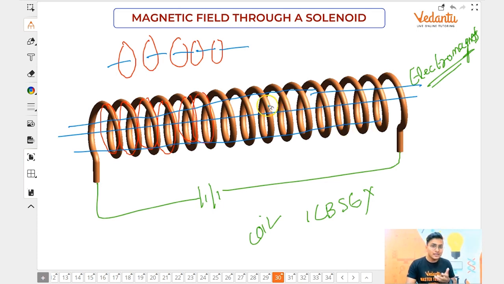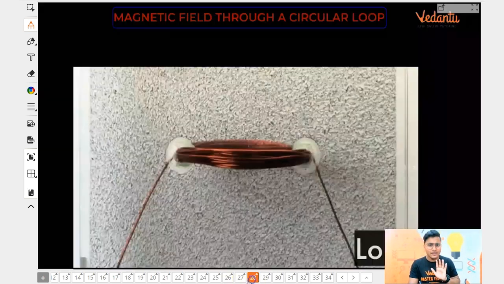And surprisingly, you have understood that for a circular coil, sometimes outside is north, inside is south. Sometimes outside is south, inside is north. When does this happen? Whenever there is a clockwise current flowing through the circle, outside is north, inside is south. Whenever there is an anti-clockwise current flowing through the circle, outside is south, inside is north. Correct? We very clearly cleared that up.